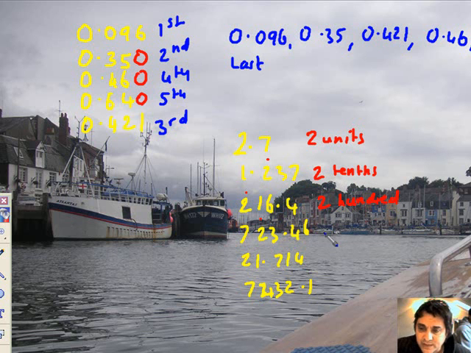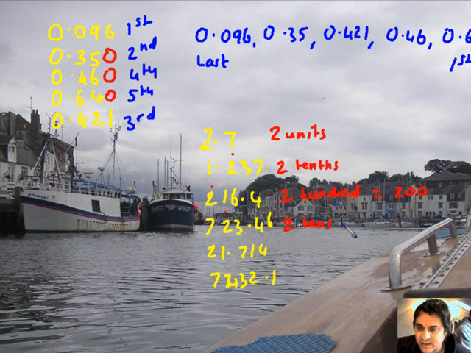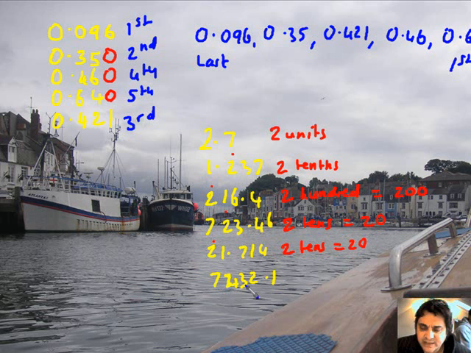723, so that's worth 20. 2 tens. Okay, let's just call that 200, physically write it down. 2 tens, that's going to be 20. Here, 21.714, 21, that's 2 tens, we're in the tens column, so that's going to be 20, and 7,432, well that's 2 units, otherwise known as 2. Okay, let's put the 2 up there as well. That's good enough, isn't it?